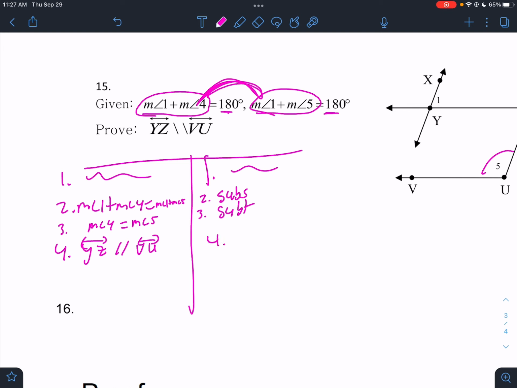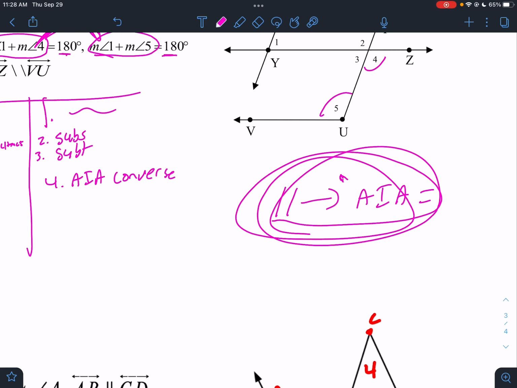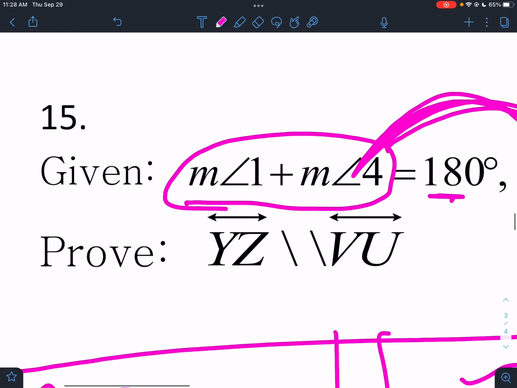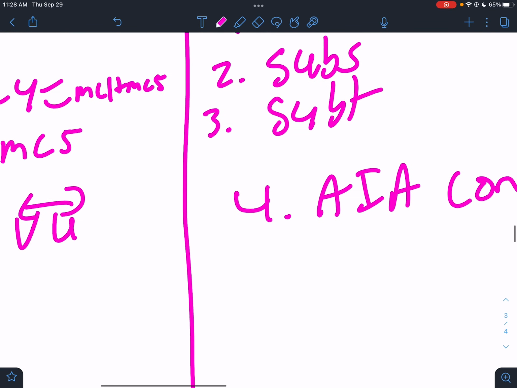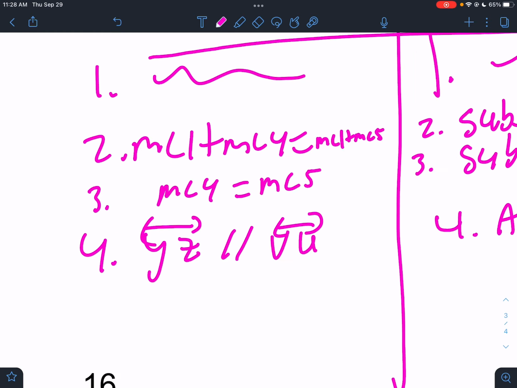How do we know it? That's the alternate interior angles converse. Remember, parallel lines cause alternate interior angles to be equal. That's the normal theorem. Well, we just knew that alternate interior angles were equal. That caused the parallel lines. That's the converse. We knew they were equal because of the equation we just cleaned up, right? And once we knew that they were equal, that means the lines are parallel. That's the converse. Let's go.